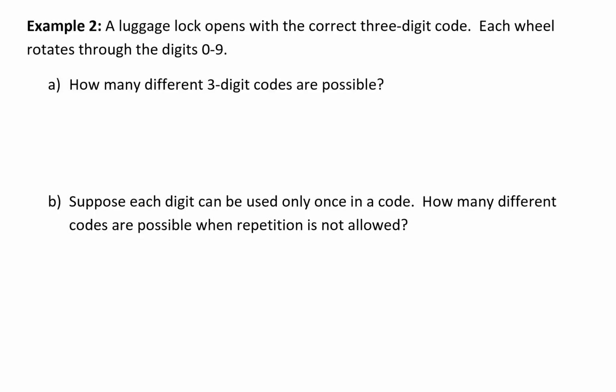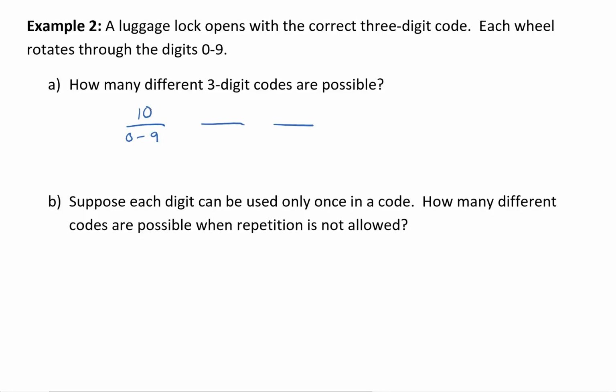A luggage lock opens with the correct 3-digit code. Each wheel rotates through the digits 0 to 9. How many 3-digit codes are possible? So if it's a 3-digit code, 1, 2, 3. How many outcomes do I have for each number? Well, I can put in any value from 0 to 9 here. So how many values do I have as possibilities?